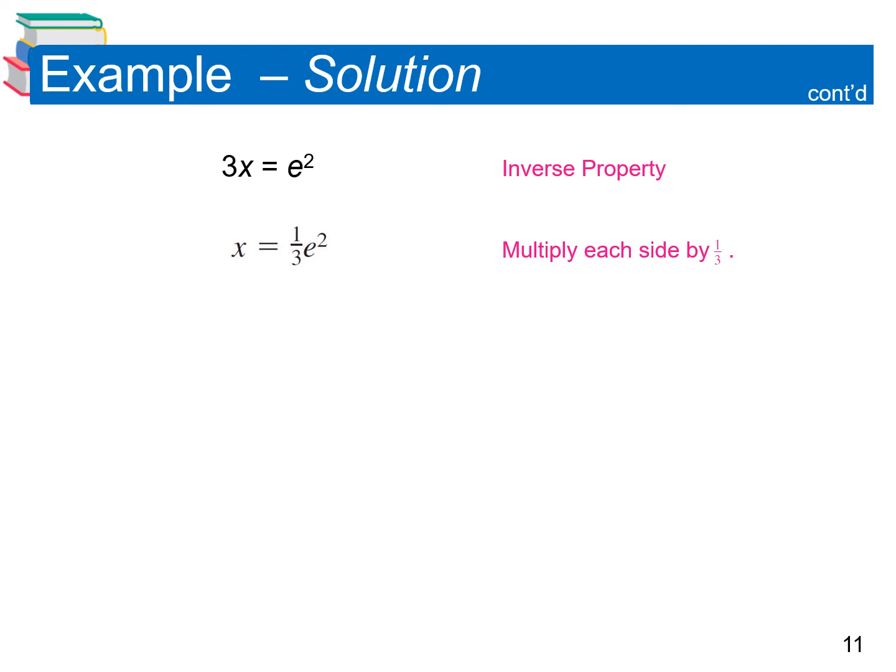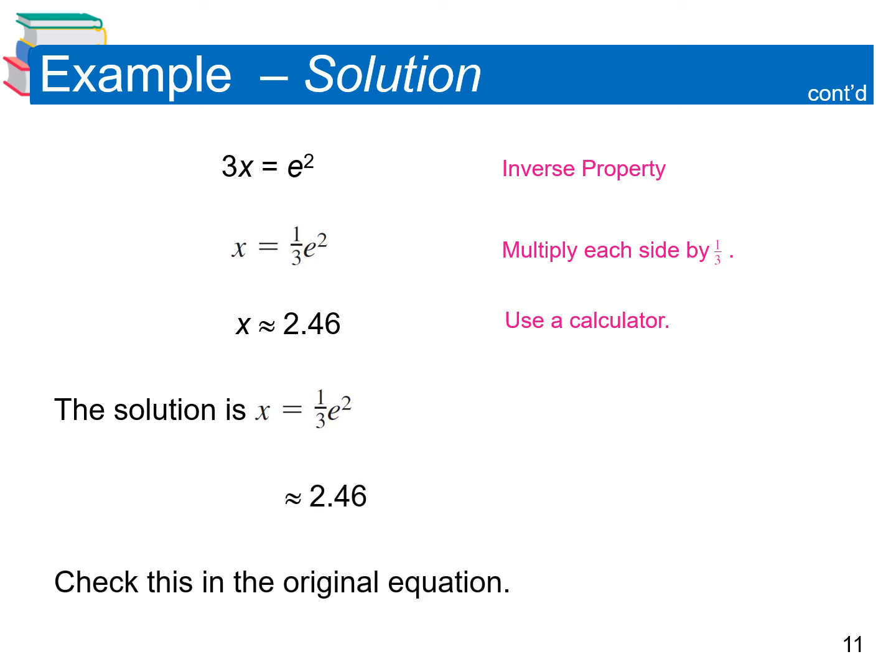And then we are going to multiply each side by 1/3. So x equals 1/3 e squared, or e to the second. And then using the calculator, x is approximately equal to 2.46. So the solution is x equals 1/3 e to the second. To check whether your answer is correct, all you need to do is substitute the value for your x in the original equation.